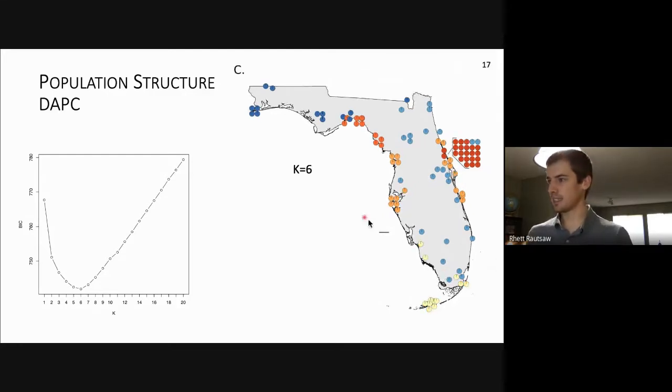At k equals 6, the only population that's impacted is actually Nerodia clarki compressicata, which is the subspecies of clarki found along the coast. And what happens at k equals 6 is that the southern portion of the range is actually split from the central portion of the range.